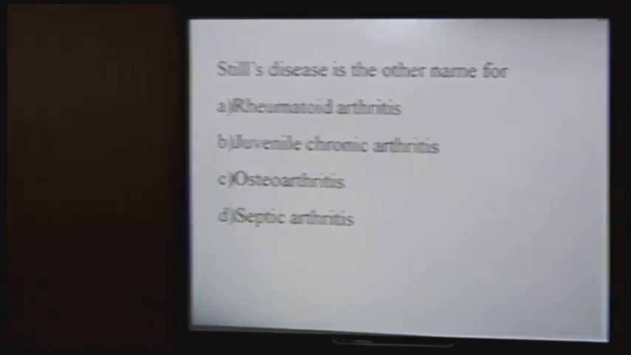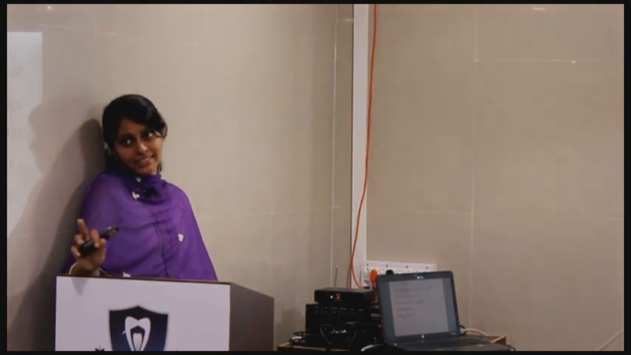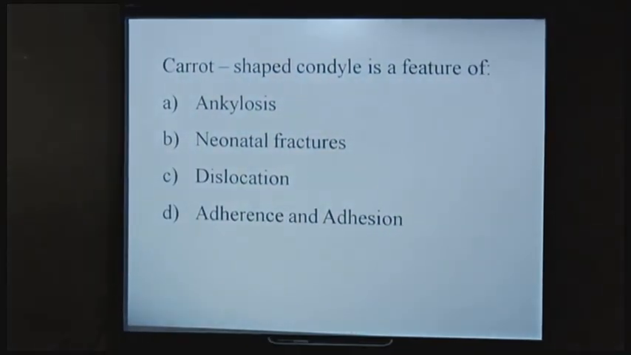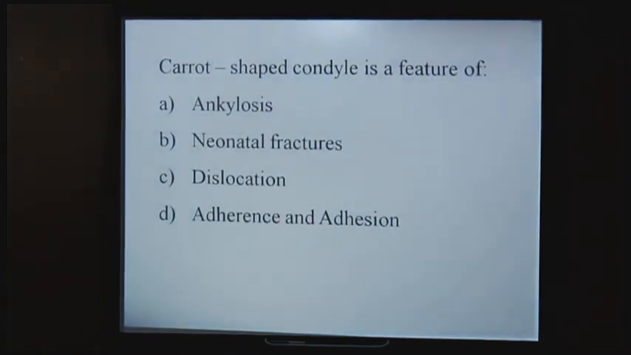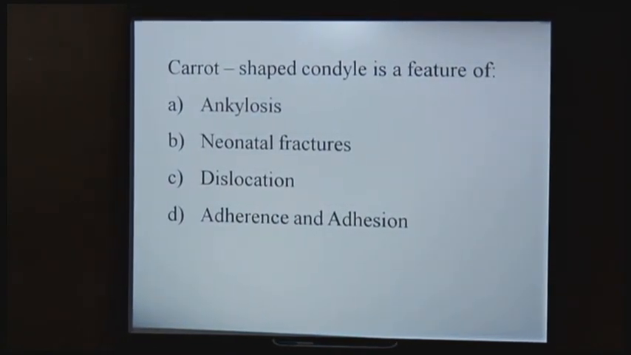I told you the difference between rheumatoid arthritis and osteoarthritis last class. It is there in the name itself. The arthritis affecting the bone first and then the synovial membrane is osteoarthritis. The arthritis causing primarily synovial membrane inflammation first, followed by the bone erosion, is called rheumatoid arthritis. Remember the difference last time? Carrot-shaped condyle is a feature of... all this is there in White and Pharoah.